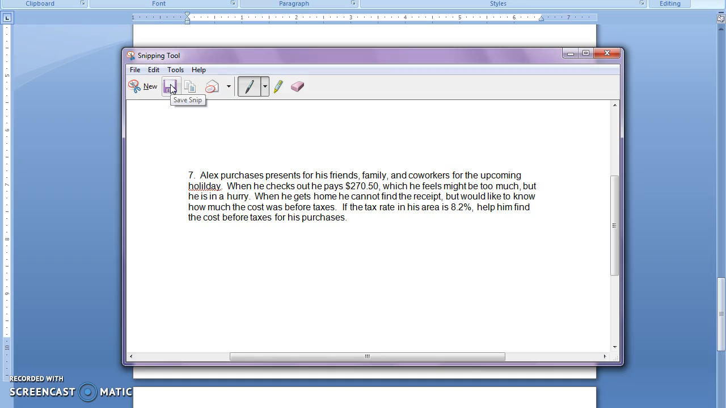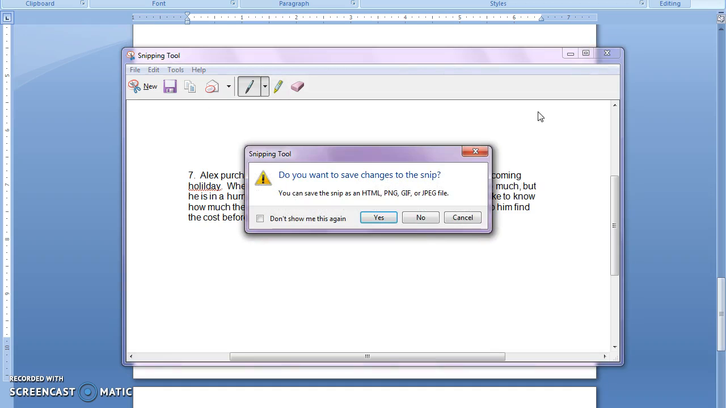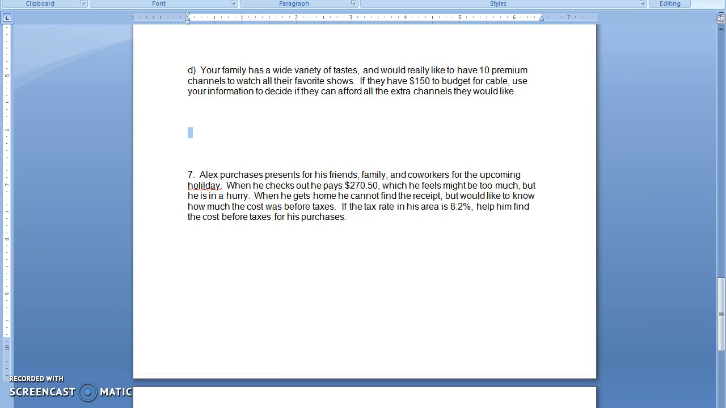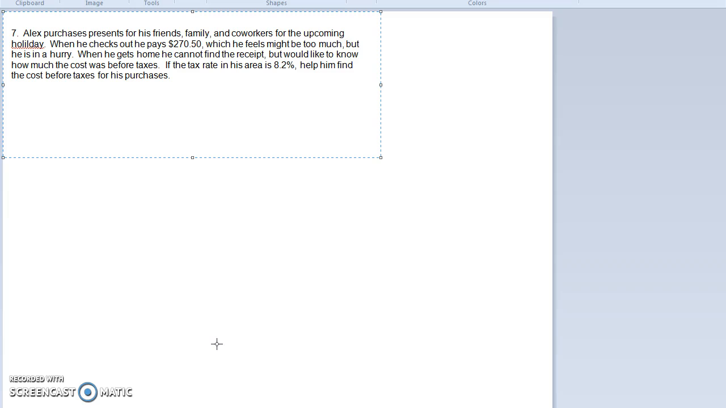In number 7, this is the type of problem where we're going to be backing out of a sales tax. And so we have Alex, who's gone and purchased presents for his friends. He feels he might have paid too much when they charged him $270, but he's in a hurry, so he runs off and heads home. When he gets home, though, he can't find the receipt, and he really wanted to know how much the cost was for his gifts before the taxes.